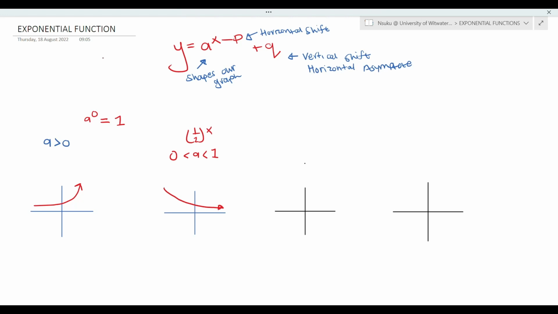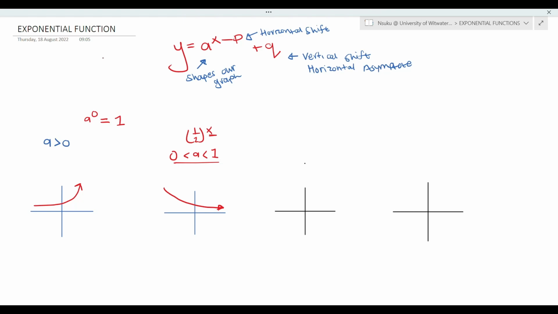For each value of x that you add into the graph, your y value will decrease. If I add 2 to x, the final value will be 1 over 4, which is obviously less. If I add 3, it will be 1 over 8, and so on. So the graph becomes less for each increase in x, when a is less than 1 and greater than 0, right?